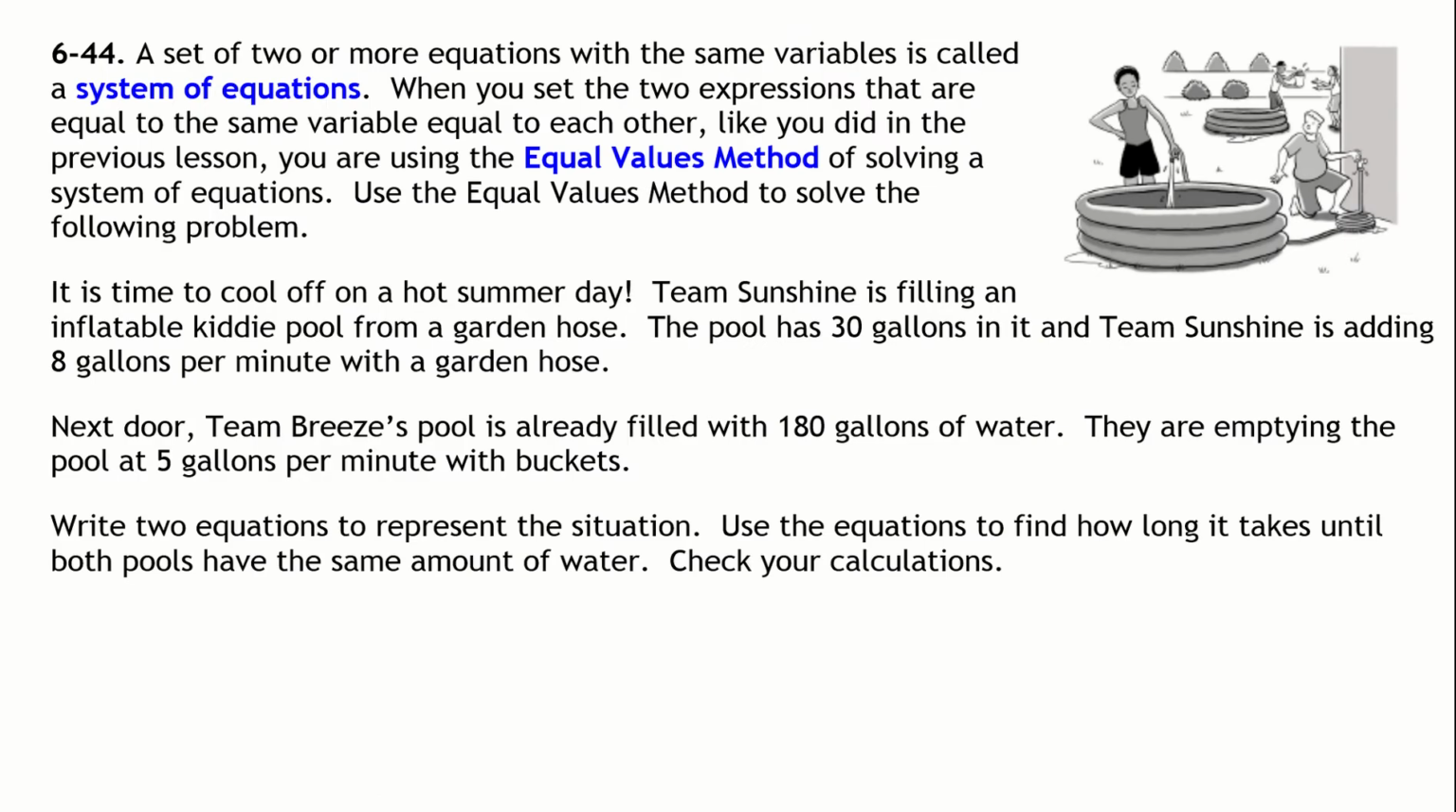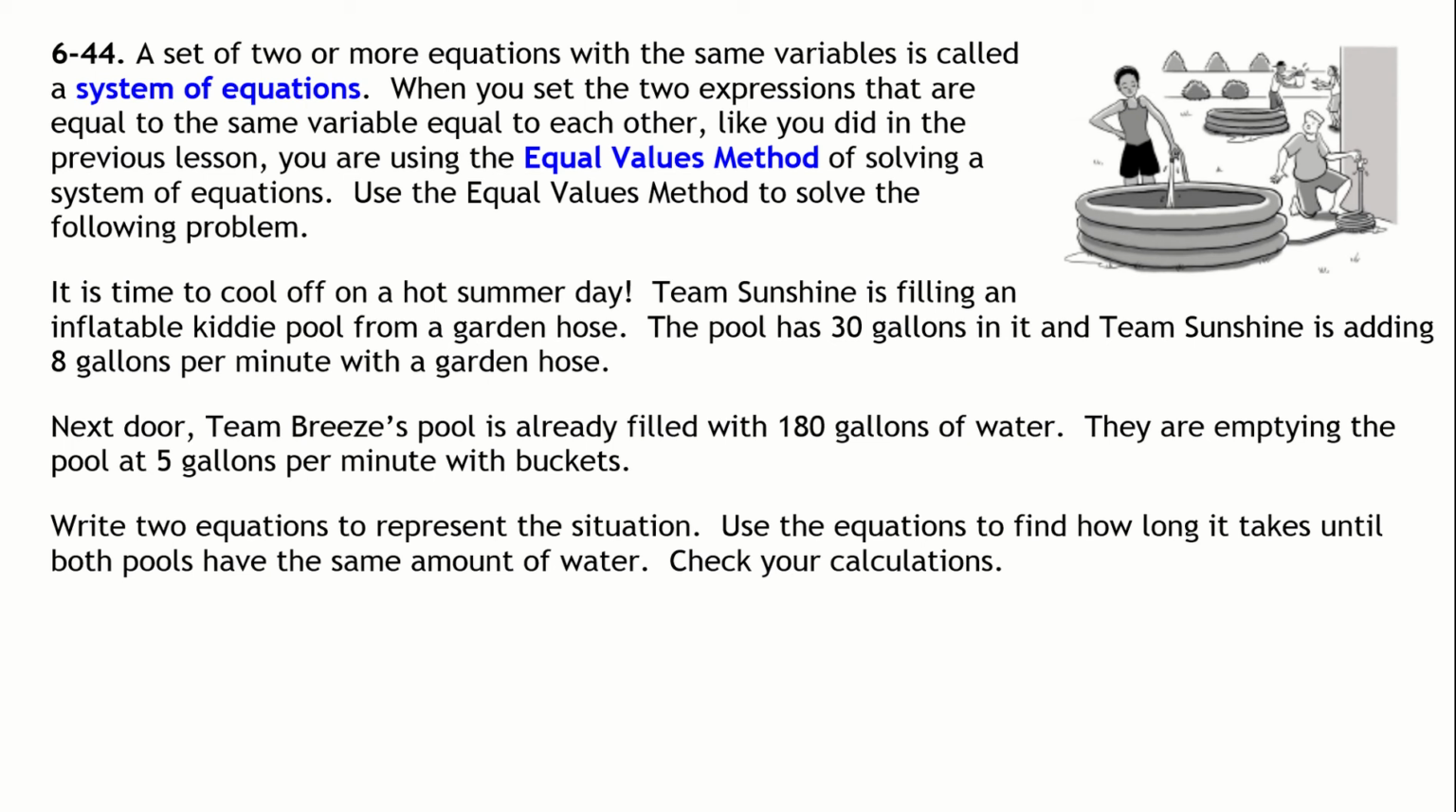Moving on to our next example, problem 6-44. This is a definition of what a system of equations is. It says a set of two or more equations with the same variables is called a system of equations. When you set the two expressions that are equal to the same variable equal to each other, like you did in the previous lesson and the example I just gave you, we're using something we'll call the equal values method of solving a system of equations. Use the equal values method to solve the following problem.